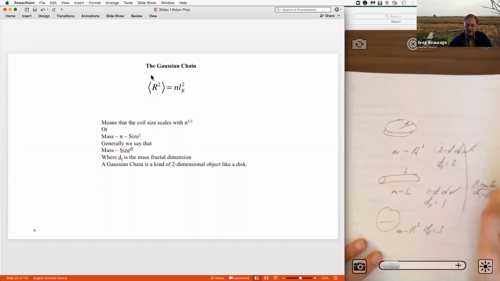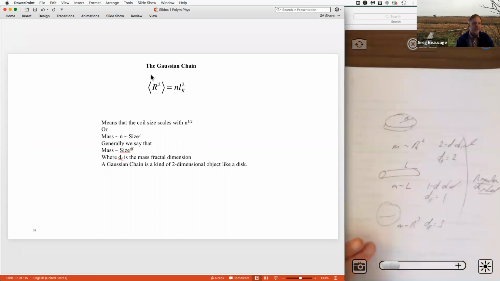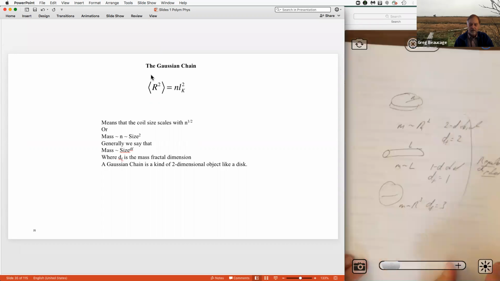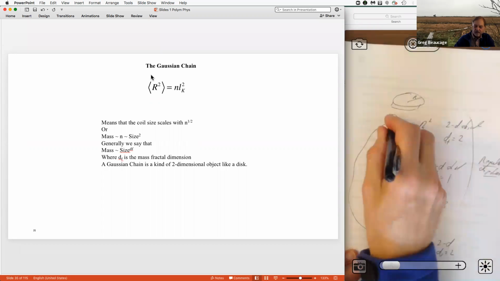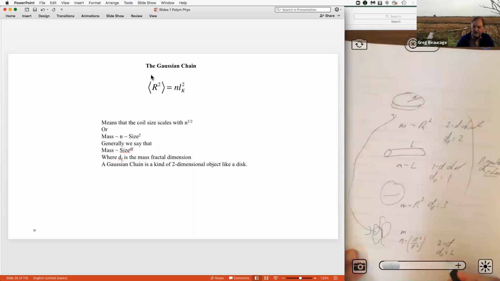meaning that there's some kind of object that isn't regular. So you take a polymer coil, which is an odd-looking object, and you say that the mass of the coil, so n, is going to be r squared over l squared. And so that's 2D. The df equals 2, the same as a disk.